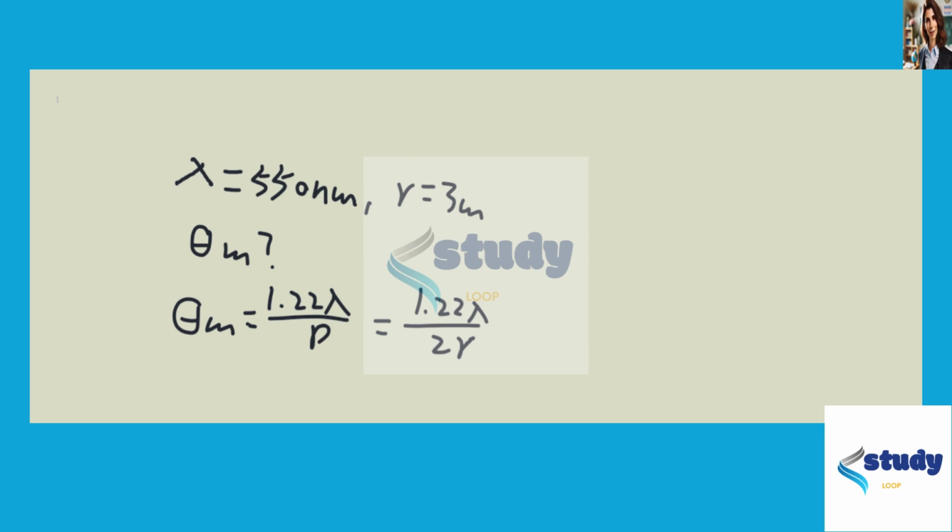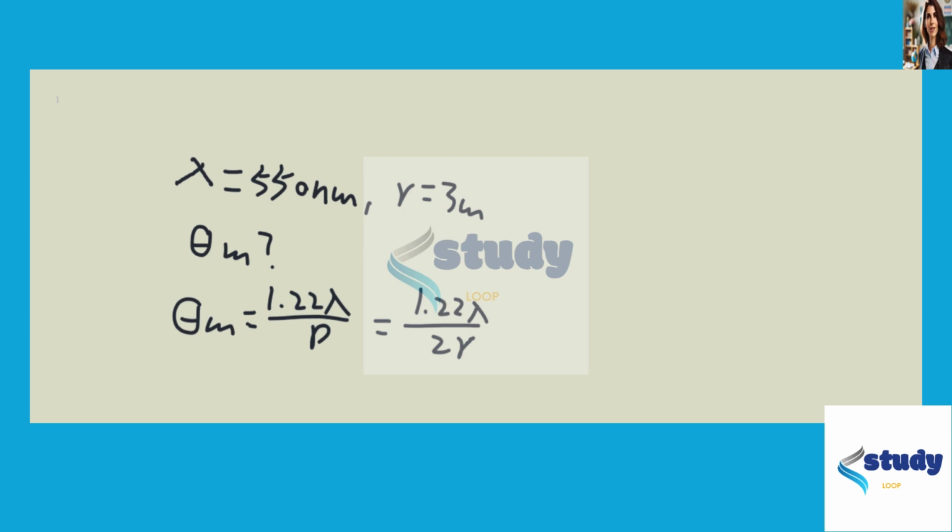And you see the formula here, theta m equal to 1.22 lambda divided by d. It seems like we don't know d, but actually we do, because d means the diameter, and the diameter is 2 times the radius, and we know the radius. So now lambda is known, d is known as well, and 1.22 is just the coefficient from this formula. So let's plug in all the data and figure out the answer.